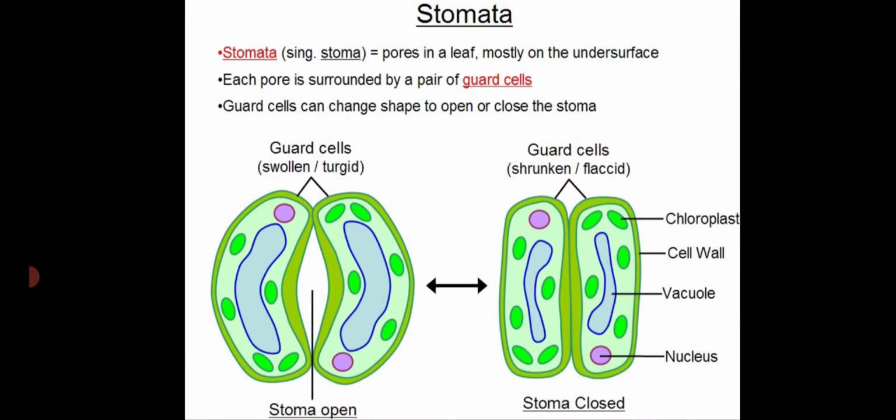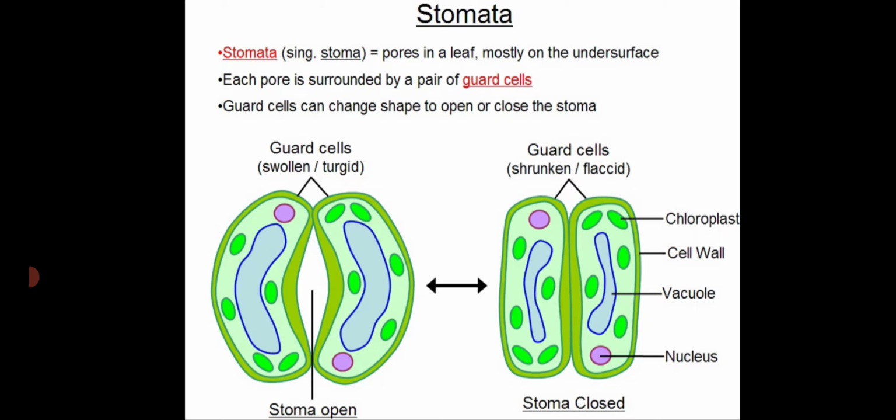See here, stomata. More are called stomata, singular is called stoma. Stoma are the pores in a leaf, mostly on the undersurface. Each pore is surrounded by a pair of guard cells. You could see kidney shaped cells we have here. The guard cells we call them. Guard cells can change shape to open or close the stomata. See, while opening, while closing, the shape of the guard cells changed.